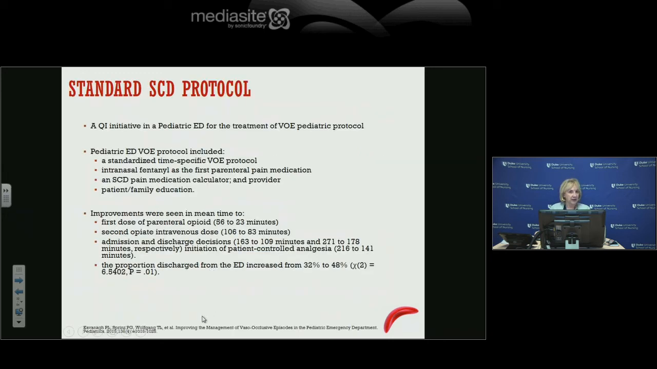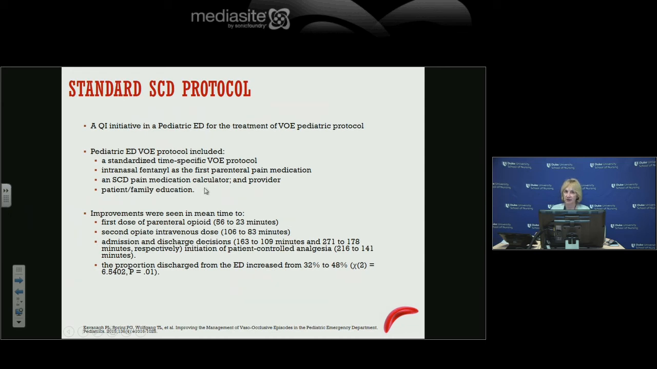And in another pediatric emergency department, Dr. Kavanaugh in Boston published this paper, and this was a QI initiative in a pediatric ED for the treatment of VOE. This protocol included a time-specific protocol, and they used intranasal fentanyl as the first pain medication, as a way to be able to get pain medication on board for these children quicker.